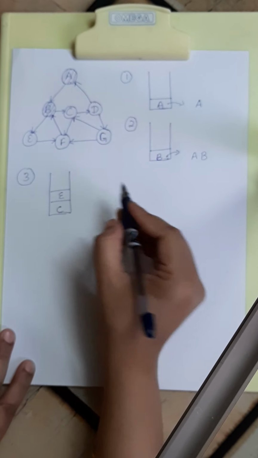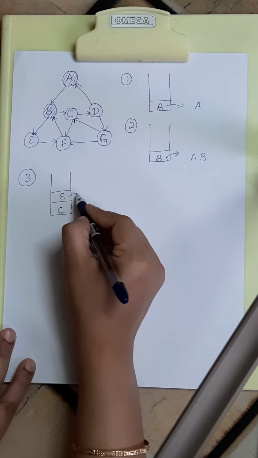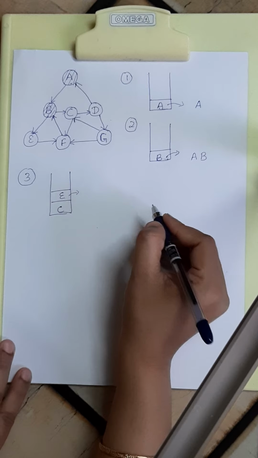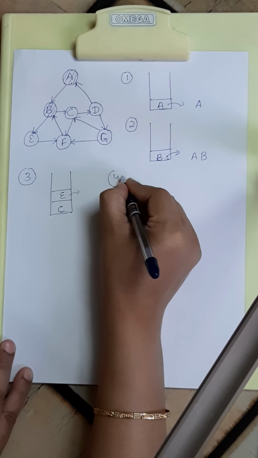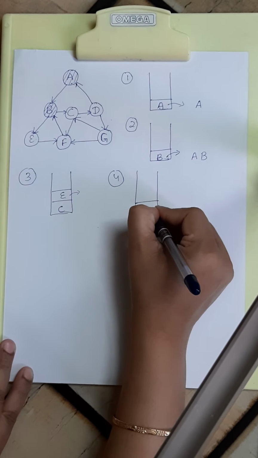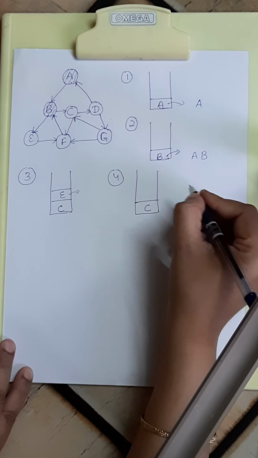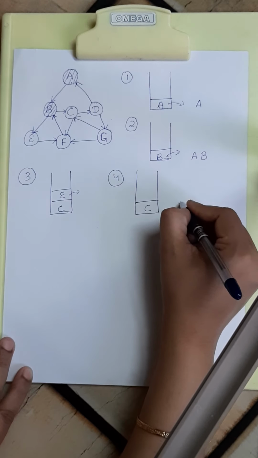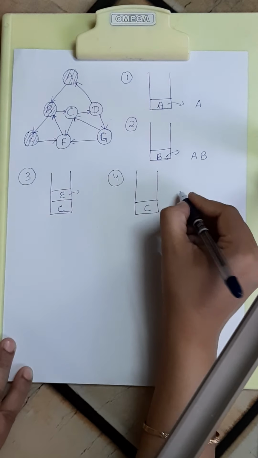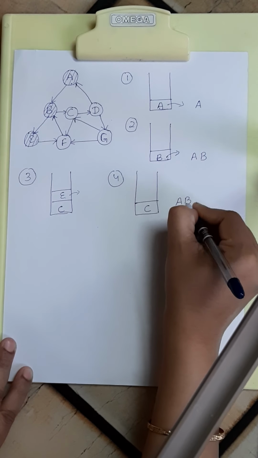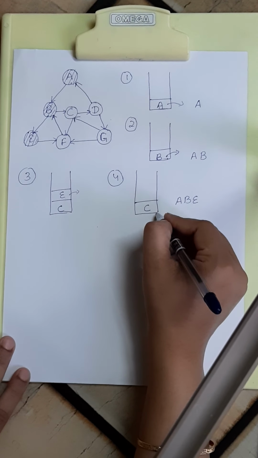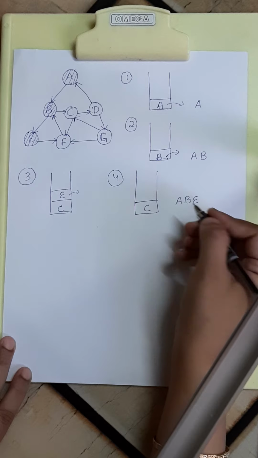Now in the next element, again we are going to delete the topmost element. Now the topmost element here is E. So what will happen? Here only C will be left, and we are going to delete E. We'll mark E as visited. We'll print it in output, and now only C is left in your stack.